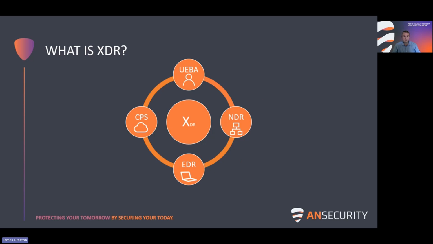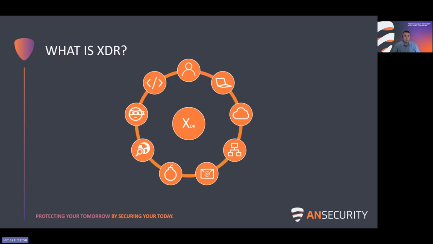And you might see names similar to UEBA, or User and Entity Behavior Analytics, NDR for Network Detection and Response, EDR for Endpoint Detection and Response, and CPS for Cloud Posture Security. An effective XDR platform is going to stitch together those four main domains of cybersecurity and bring them into a single platform for you. But it doesn't stop there.